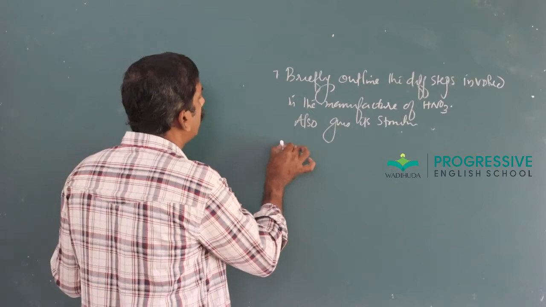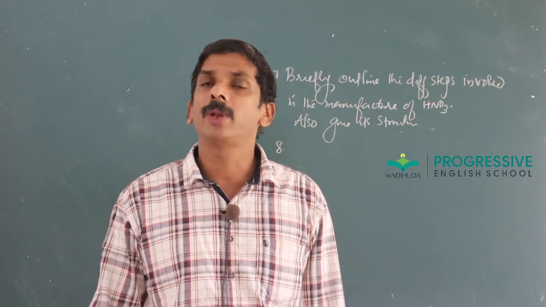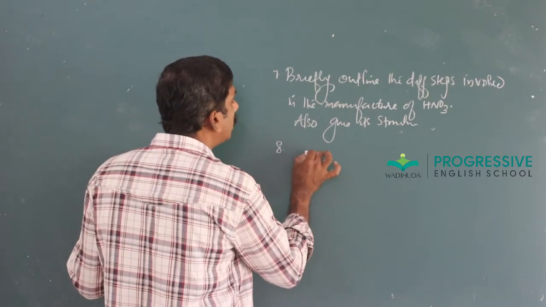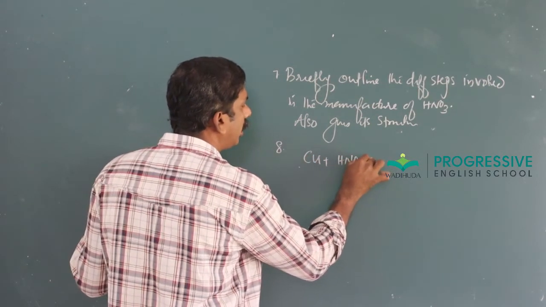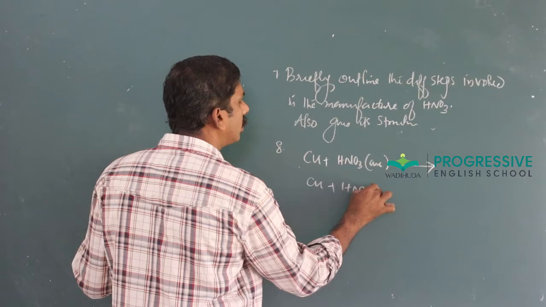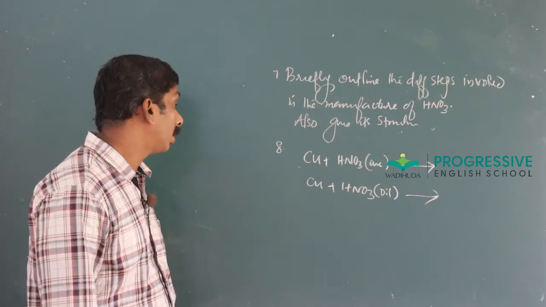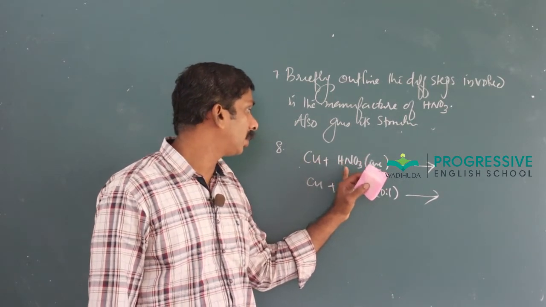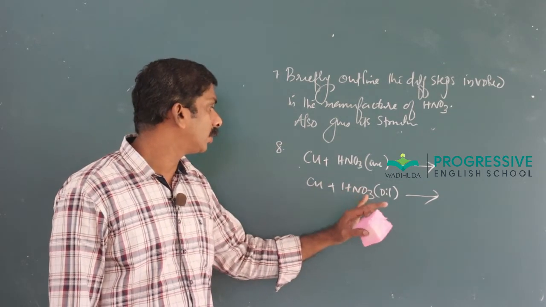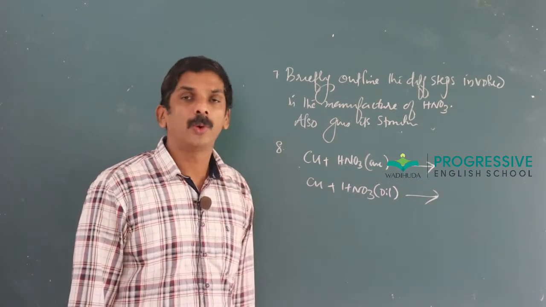Then concentrated nitric acid is a moderately strong oxidizing agent. Write any two reactions to show the oxidizing action of nitric acid. Complete the reactions: Cu plus HNO3 (concentrated), as well as Cu plus HNO3 dilute. 3Cu plus 8HNO3 gives 3Cu(NO3)2 plus 2NO plus 4H2O. Here Cu plus 4HNO3, when concentrated, gives Cu(NO3)2 plus 2NO2 plus 2H2O.